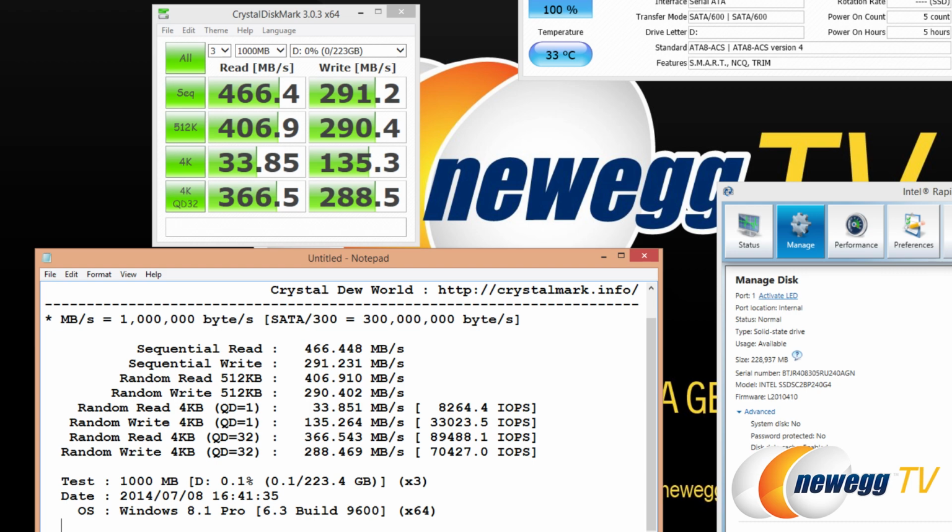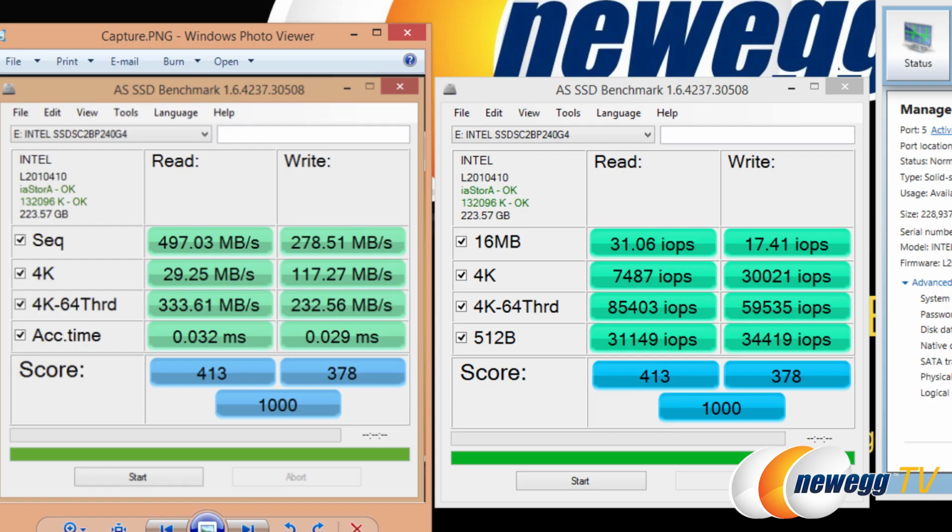This, of course, is all synthetic benchmarks. Let me go ahead and move right along to the very next benchmark. Looks like we're on to AS SSD now. We have the megabytes per second read and write on the left, and then we have read and write IOPS on the right using AS SSD. Sequentially, we're looking at 497 megabytes per second on the read. On writing, we're looking at 278 megabytes per second. If you jump down to 4K 64 thread, we have 333 megabytes per second on the read and 232 megabytes per second on the write. Grand total score here is 1,000 from AS SSD.